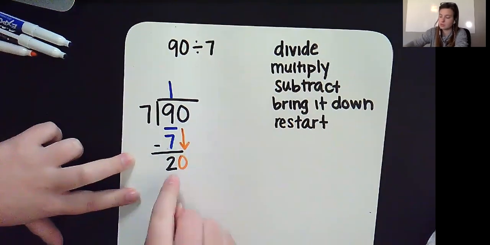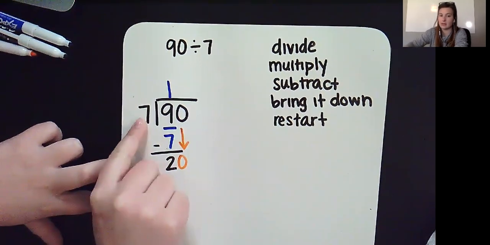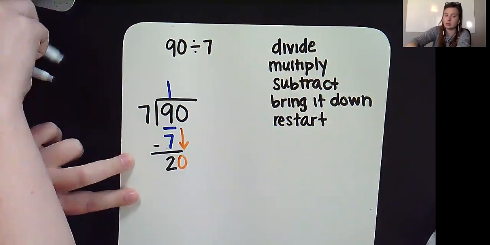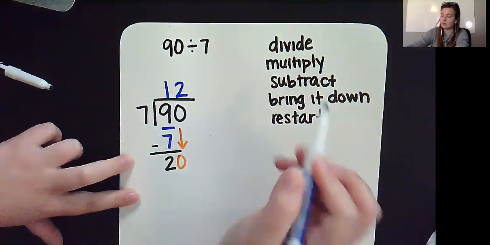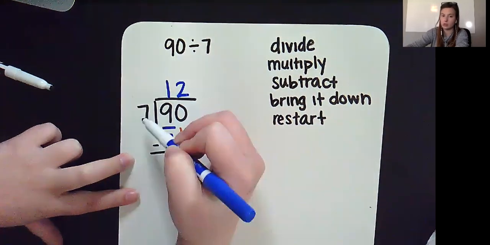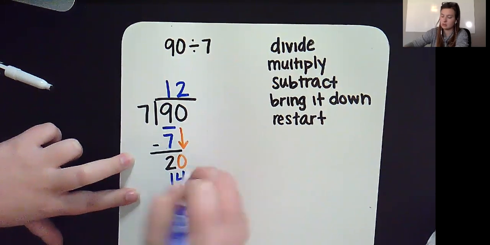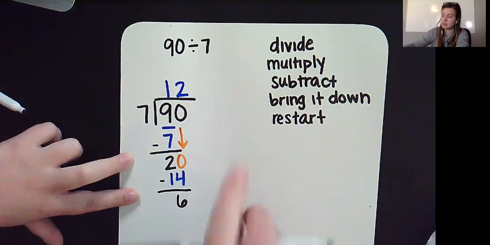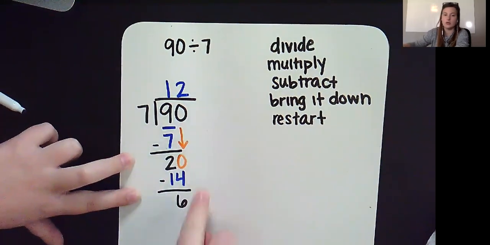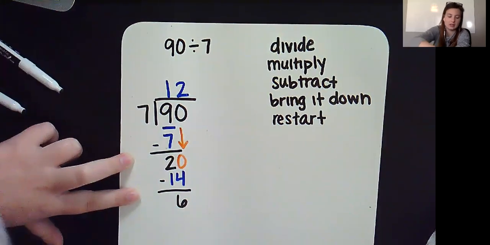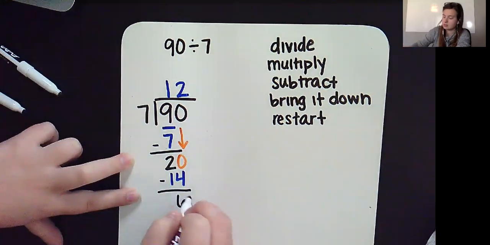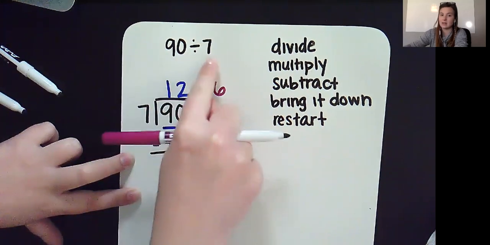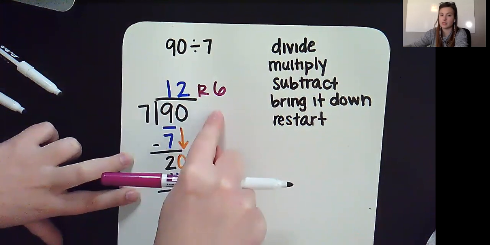and restart. So now I'm going to do 20 divided by 7. So if I have 20 bananas, how many groups of 7 could I make? I can make 2 groups of 7. Now we're going to multiply. 2 times 7 is 14. Subtract, and we get 6. Bring it down. No more numbers left to bring down, so we're done. And this is our remainder. So 90 divided by 7 is 12, remainder 6.